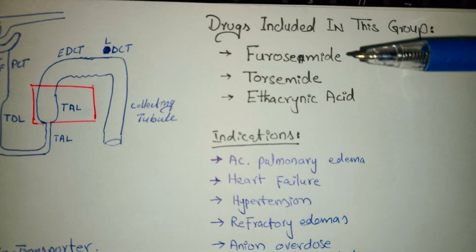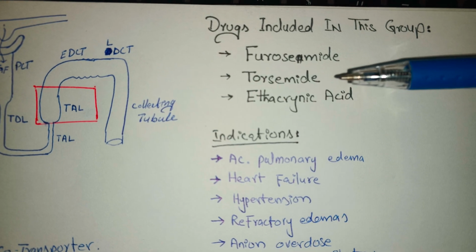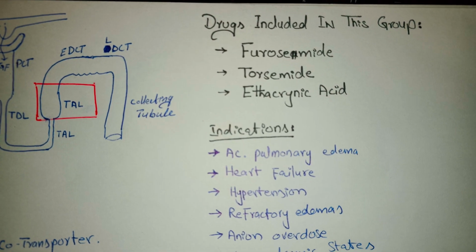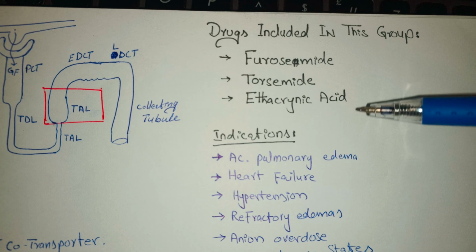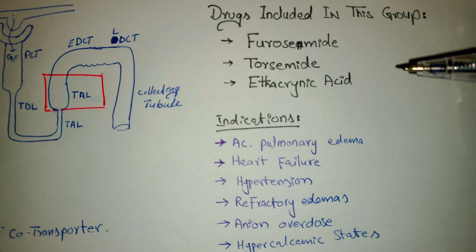The drugs of this group are furosemide, torsemide, and ethacrynic acid. Furosemide and ethacrynic acid are the most important drugs here.